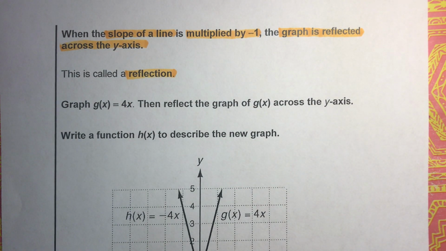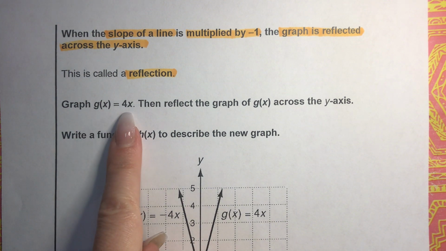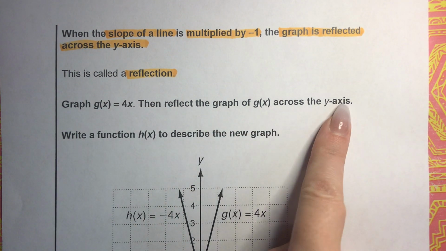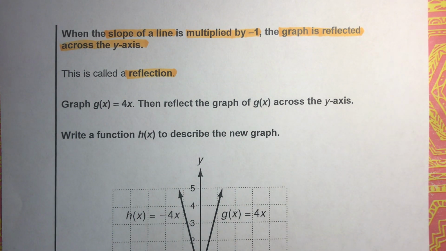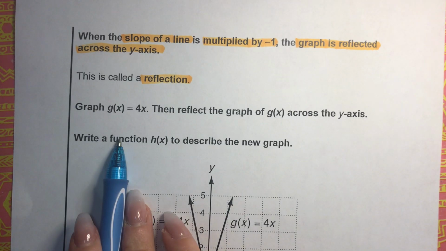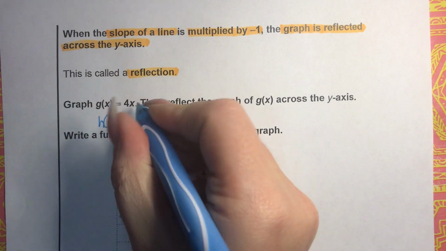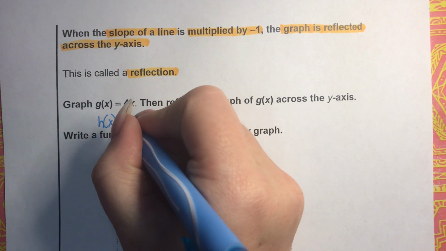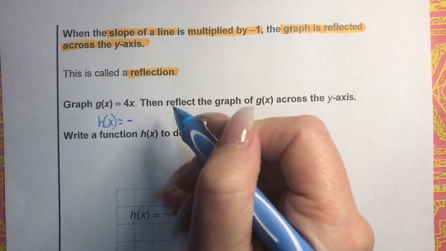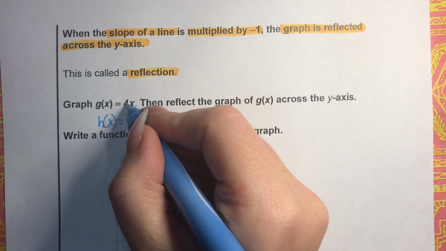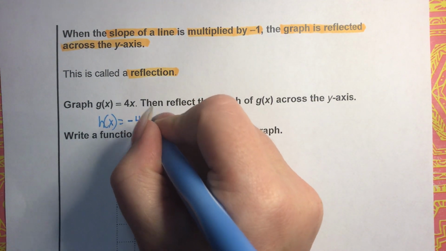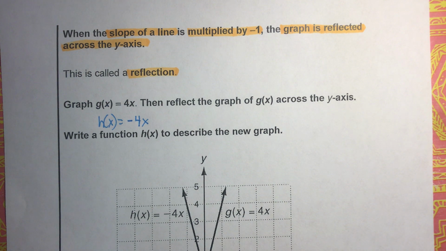So the graph g of x equals 4x, then what we're gonna do is we're gonna reflect it. So whenever we reflect it, and we're gonna call it h of x, basically all you do is you take whatever slope this is, and then it becomes opposite sign. So you multiply it by -1, right? So if this is positive 4, the reflection is going to be -4. And you can totally see that.